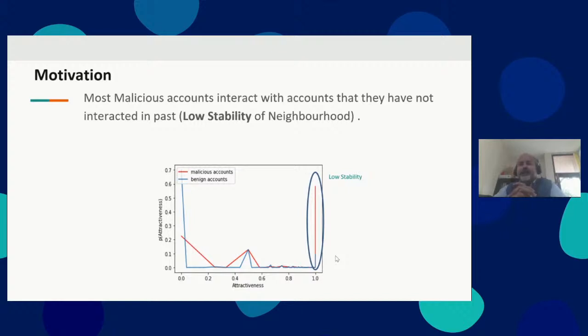Another thing that we found is that the accounts involved in malicious activities tend to interact with newer accounts as time goes on. Normal accounts actually tend to transact with a certain number of accounts that they always transact with, whereas malicious accounts tend to change who they transact with, and that's what we call neighborhood. So what we say is that malicious accounts show a very low stability of neighborhood. That is, they always tend to interact with newer and newer accounts, and that is something we also noticed.